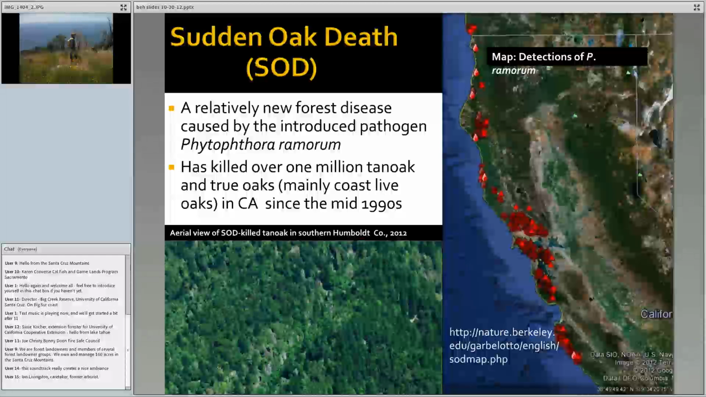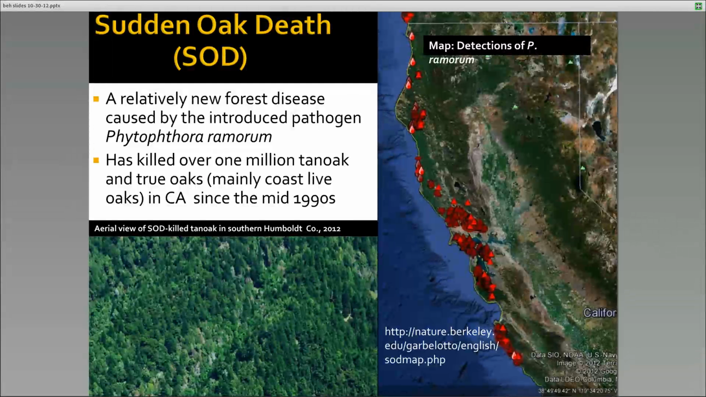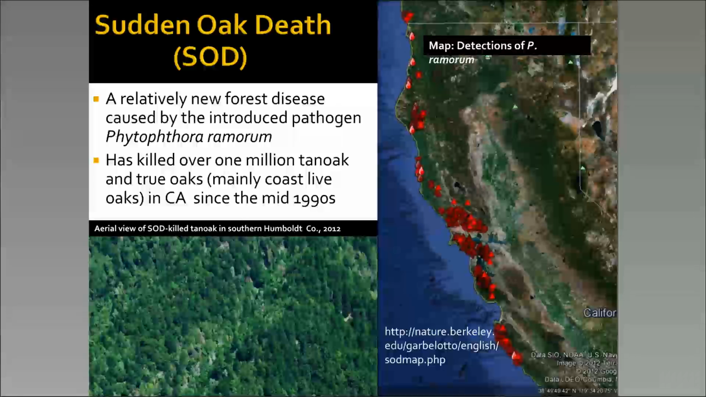Familiar with sudden oak death. Sudden oak death is a relatively new forest disease caused by the introduced pathogen Phytophthora ramorum. Since the mid-1990s, when it was first observed causing mortality around the San Francisco Bay Area in California, this disease has killed over 1 million tan oak and true oaks in California's forests.